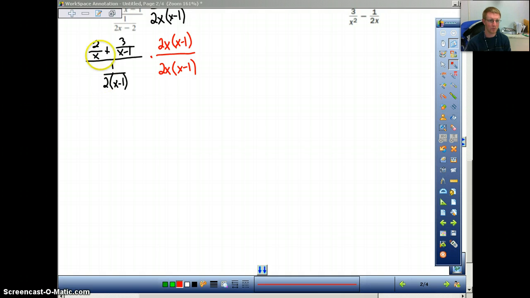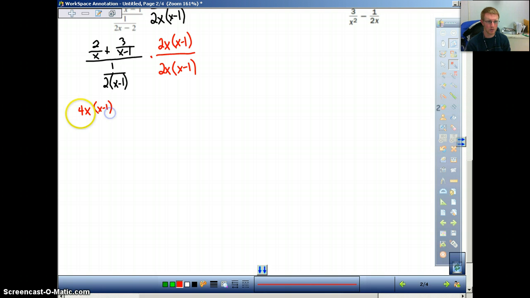When we multiply the top, and it's going to be each one separately, this is going to be 4x(x minus 1) over x plus 6x(x minus 1) over x minus 1, divided by, and then again it's going to be 2x(x minus 1) times 1, so that'll just be rewritten 2x(x minus 1) over 2 and x minus 1.